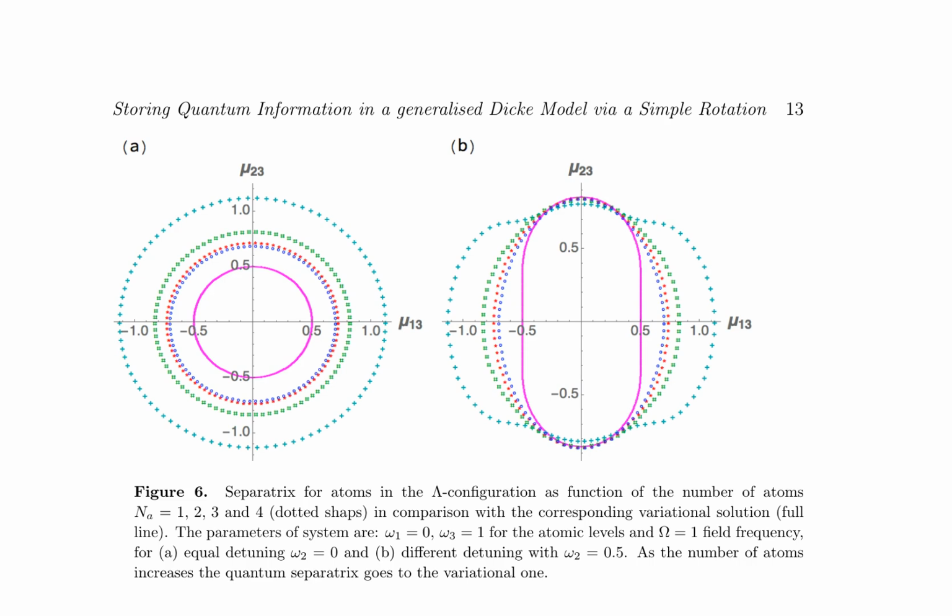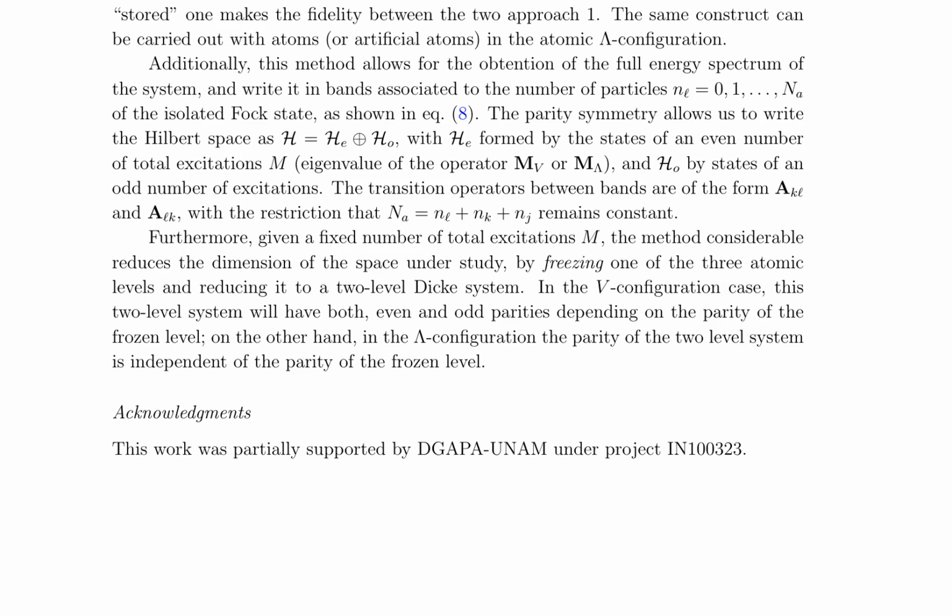The paper discusses the storage of quantum information in a generalized Dicke model using a simple rotation. It begins by introducing the concept of a rotation operator K_JK, which is defined as the difference between two atomic transition operators, A_JK and A_KJ. This rotation operator is then used to define a unitary transformation U_JK(alpha), which transforms the atomic transition operators into their rotated counterparts, A_LM(J,K).